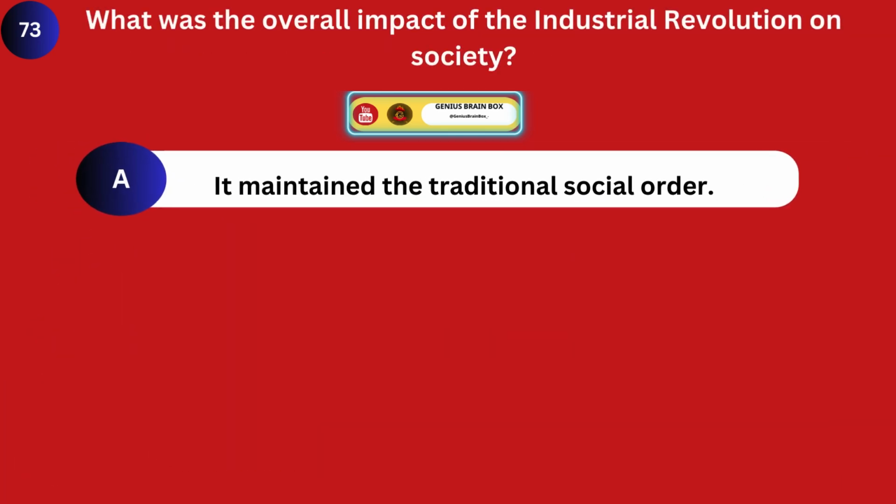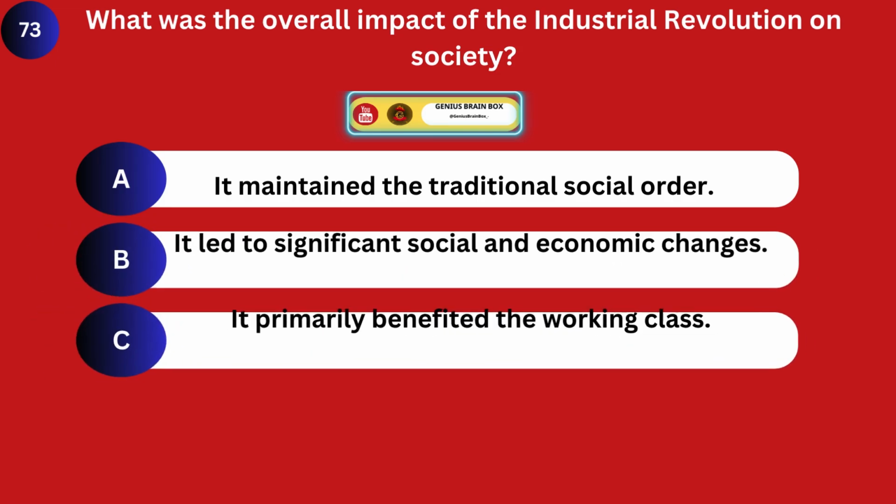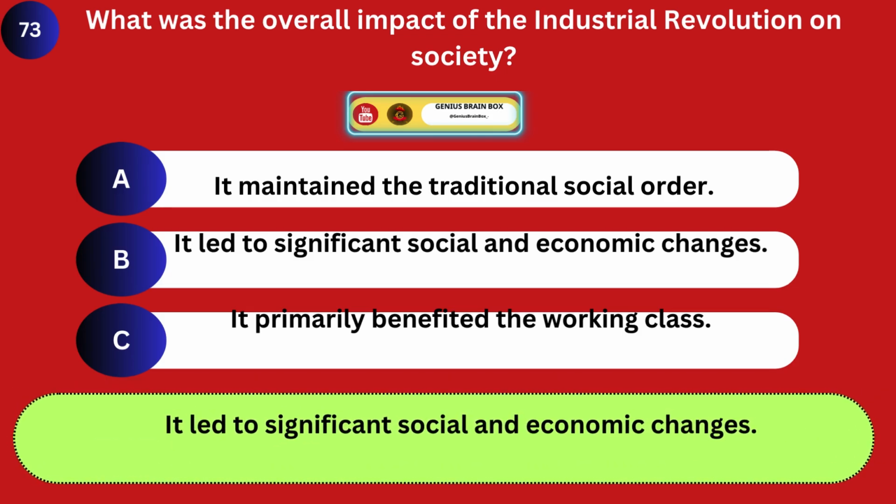What was the overall impact of the Industrial Revolution on society? Option A: it maintained the traditional social order. Option B: it led to significant social and economic changes. Option C: it primarily benefited the working class. Correct answer is it led to significant social and economic changes.